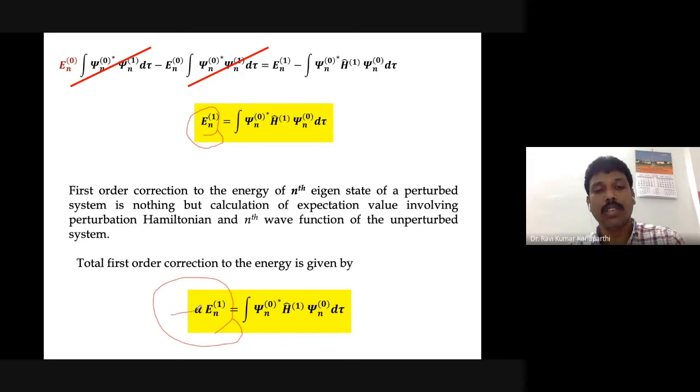Alpha is essentially the perturbation parameter, right? So it indicates the extent of perturbation. Alpha times E1 means whatever you evaluate, an integral of psi 0 star multiplied by the Hamiltonian operator multiplied by psi 0, you multiply with the perturbation parameter. Then that will give you the total first order correction to the perturbed system.